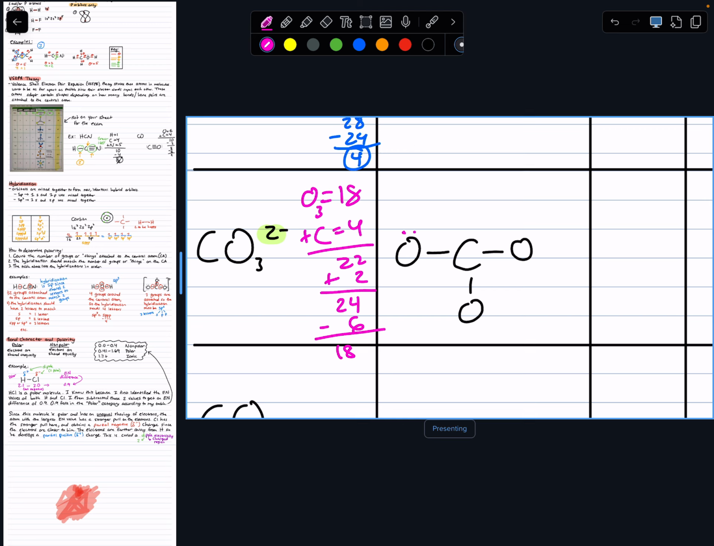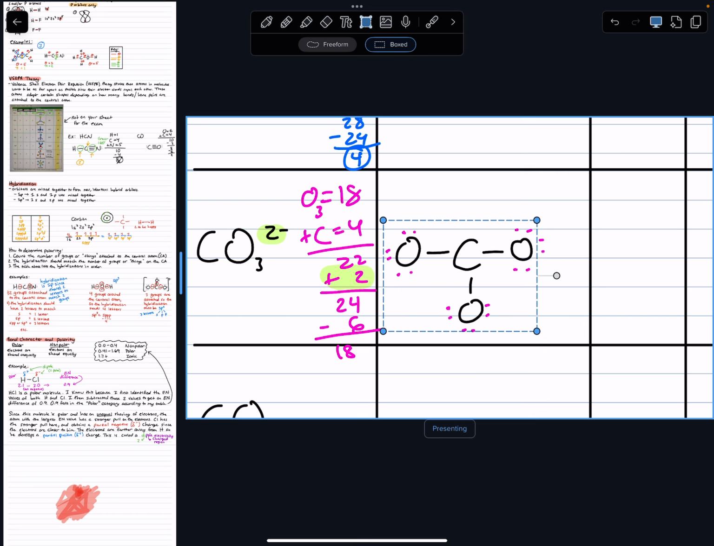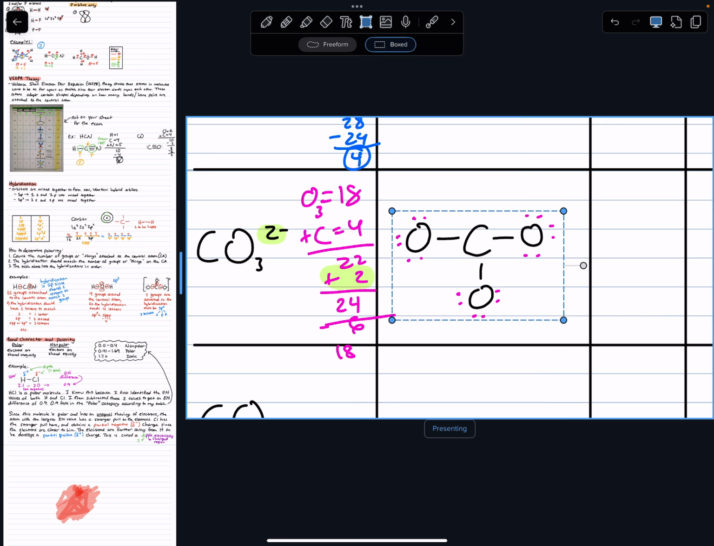On oxygen. 2, 4, 6, 8, 10, 12, 14, 16, 18. You see how we used up all of them already? But is carbon happy? You gotta make sure everyone's happy. Is carbon at an octet? No, so he's unhappy. He wants 8. How can I fix that? You do a double bond. Does it matter which oxygen I choose for the double bond? No, as long as I subtract the lone pair.